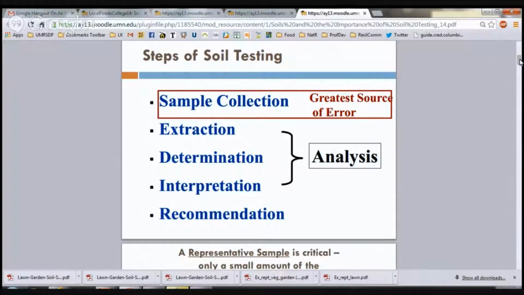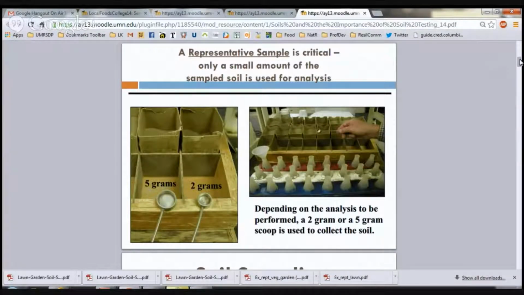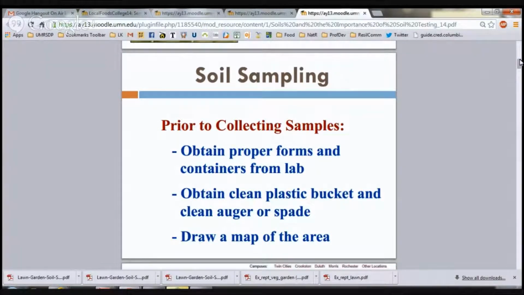When you think about it, you're only taking about 2 to 5 grams of your soil sample for analysis purposes. And so it's really important to have what we call a representative sample of your given area. So soil sampling takes a little bit of homework first, because you have to get the appropriate materials before you actually go out and do soil sampling. So you have to obtain the proper forms and containers from the lab. You always want to use a clean plastic bucket, a clean soil probe, auger, spade, and if it's a large area, draw and map out the area.